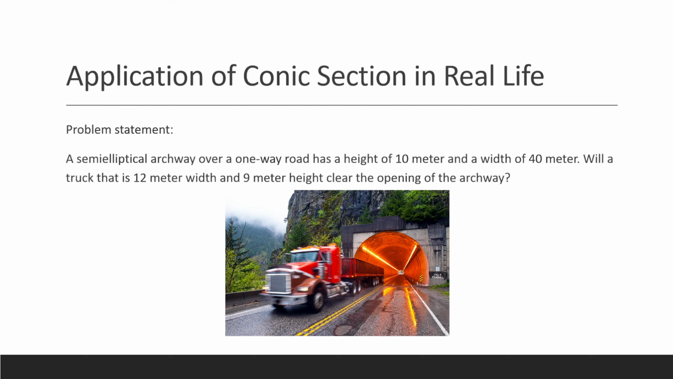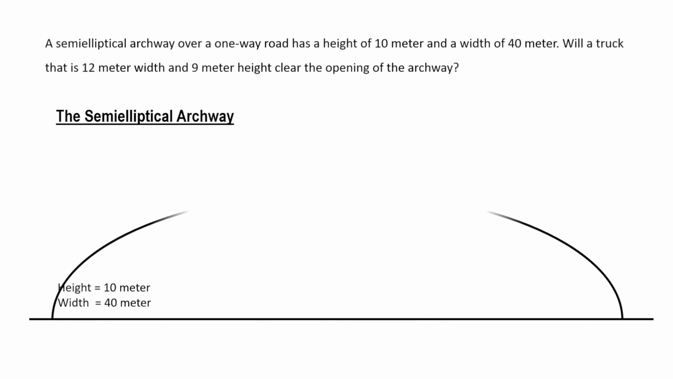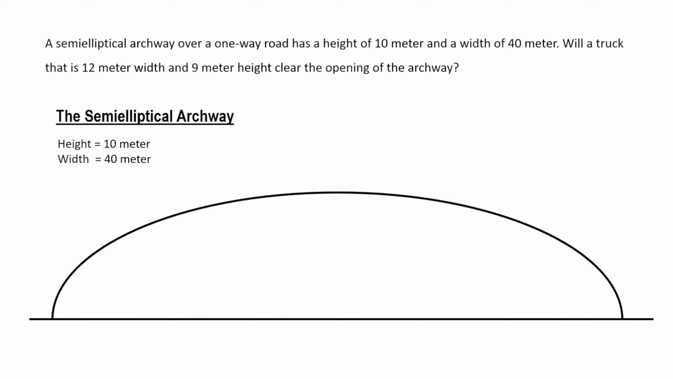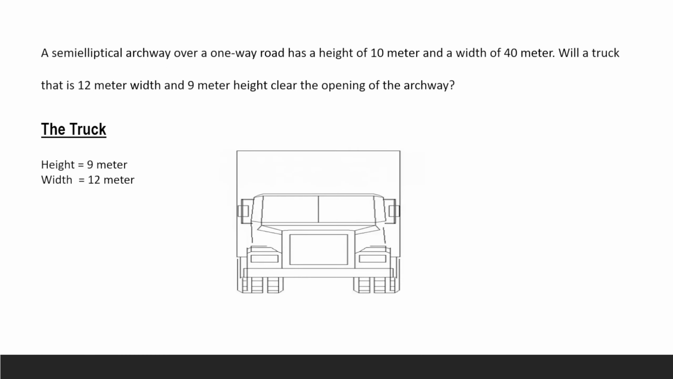So there is a problem statement. A semi-elliptical archway over a one-way road has a height of 10 meters and a width of 40 meters. Will a truck that is 12 meters wide and 9 meters high clear the opening of the archway? So from the statement, we know that the height of the archway is 10 meters and the width of the archway is 40 meters. Also, we know that the width of the truck is 12 meters and the height of the truck is 9 meters.